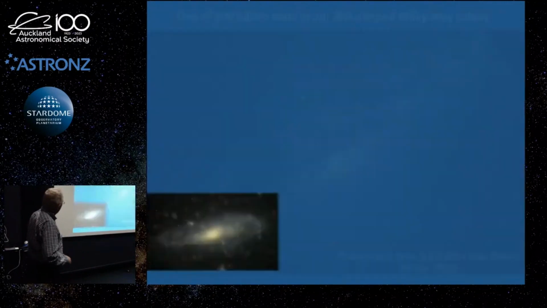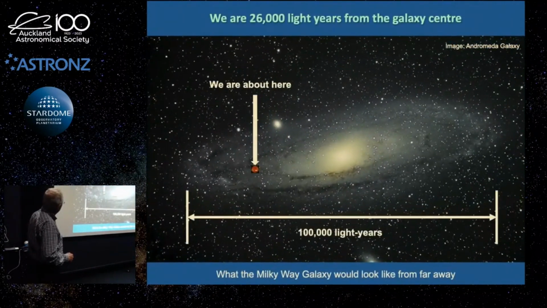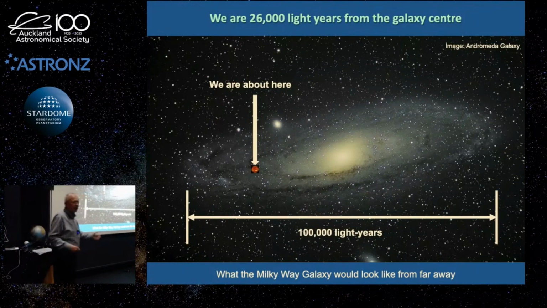Now, we sit about halfway out. This is a photograph image of the Andromeda galaxy. That's our nearest large spiral galaxy. Of course, you can't take a picture of the Milky Way because we're in the middle of it all. So this is a nice standard. The Andromeda galaxy is about 40% larger than the Milky Way, but very similar otherwise in structure.